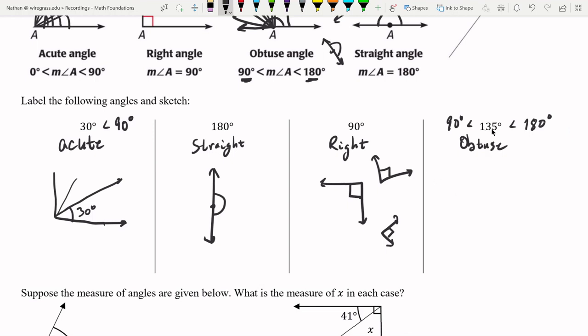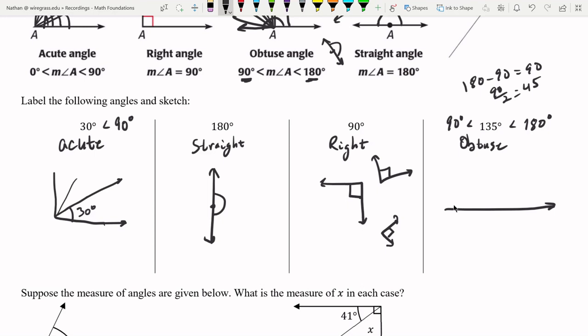Because it's between 90 and 180, 135 is actually exactly halfway between 90 and 180. If you take 180 minus 90, that gives you 90. Then you divide it by 2, so we take 90 divided by 2 and get 45. 45 plus 90 is 135, and 135 plus 45 is 180. So it's exactly halfway between those two.